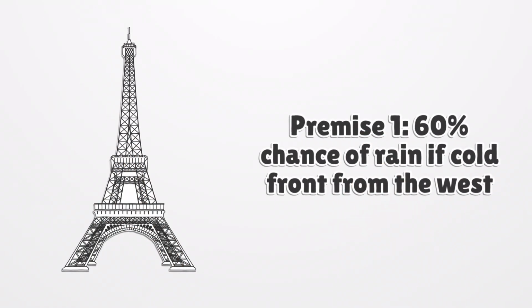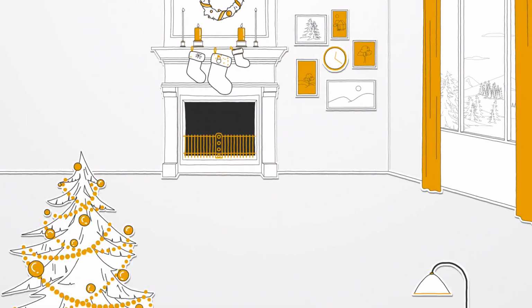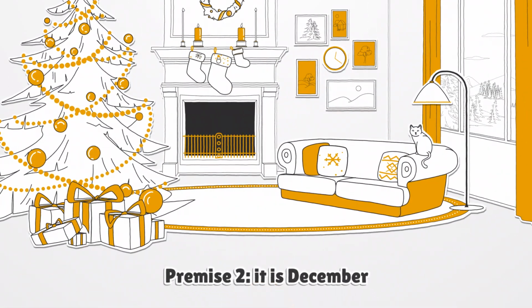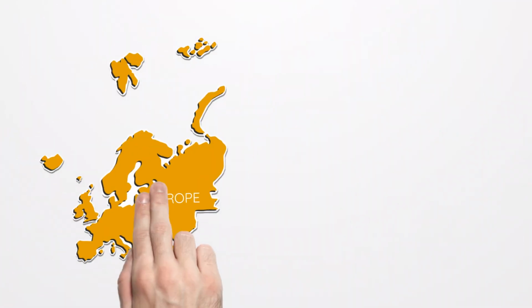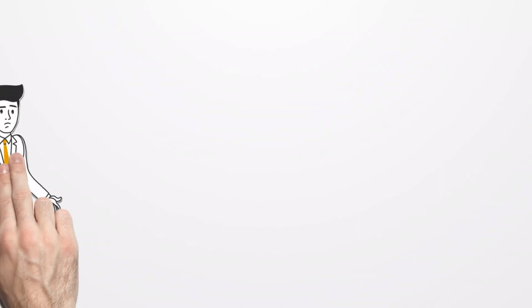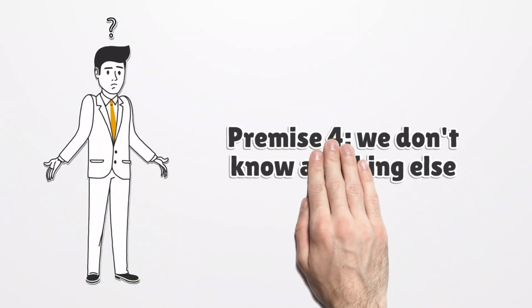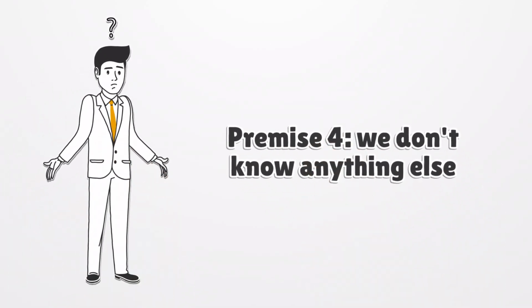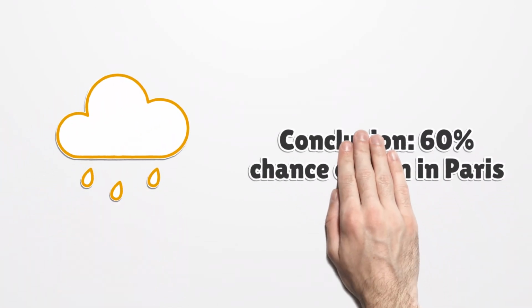For example, premise 1, 60% of the time that there is a cold front coming in from the west in December in Paris, it will rain. Premise 2, it is December. Yay, Christmas! Premise 3, there is a cold front coming in from the west towards Paris. Premise 4, we don't know anything else. Conclusion, there's a 60% chance of rain in Paris.